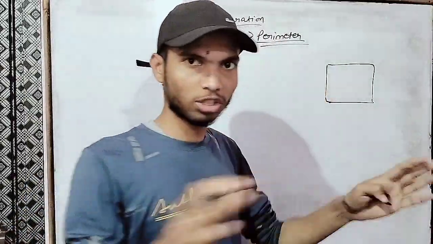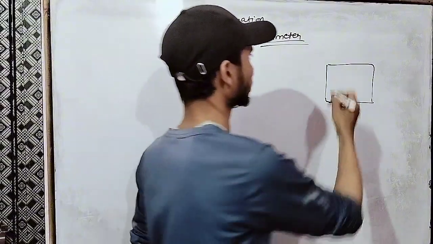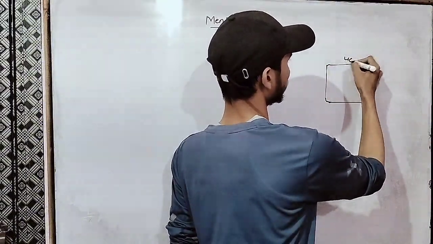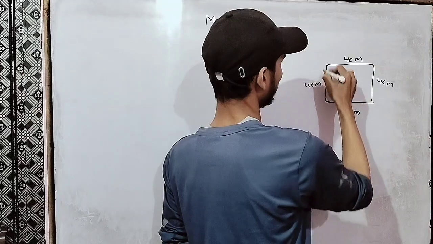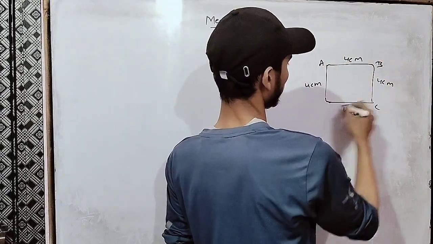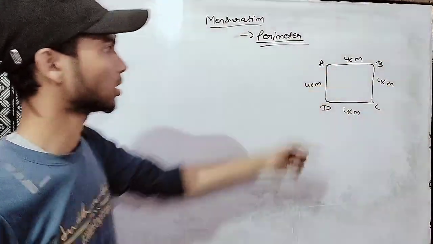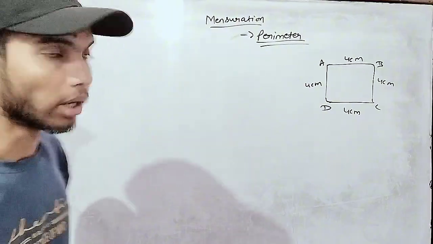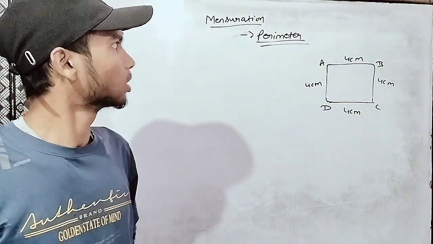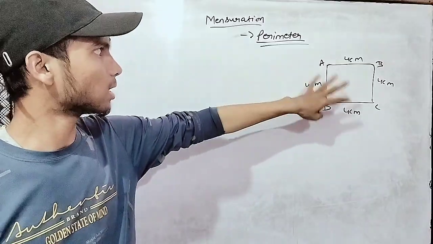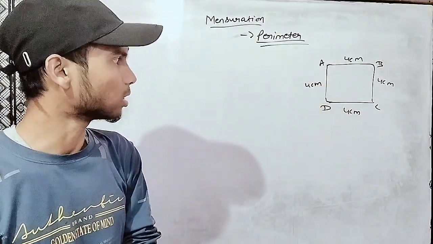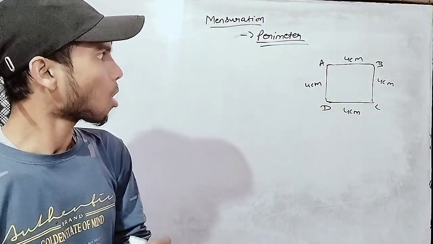Now each side of this 2D shape is how much? 4 centimeter, 4 centimeter, 4 centimeter, and 4 centimeter. Let's name it D. This is already a quadrilateral, and we can say this is a square. Okay.